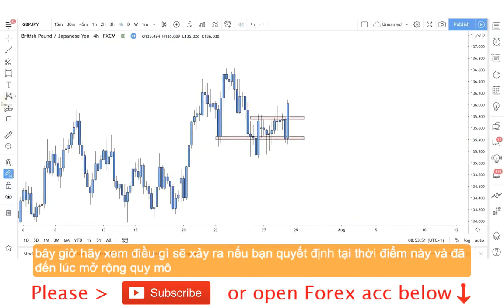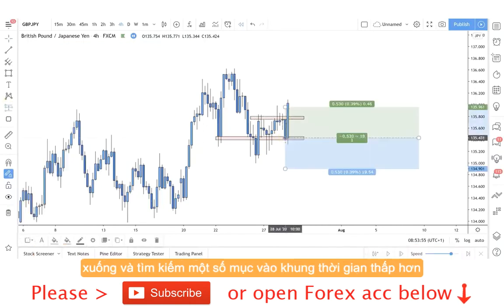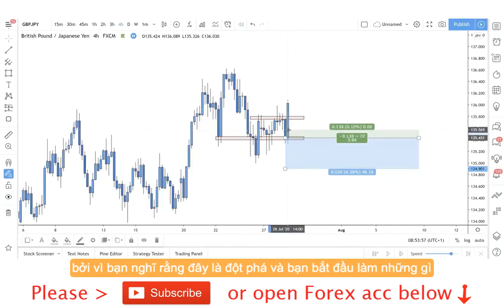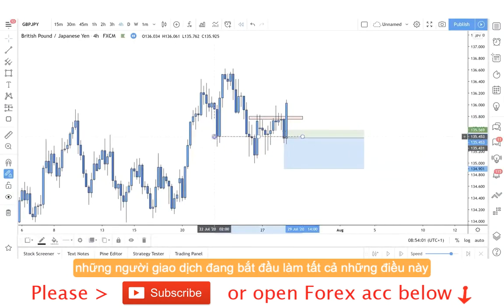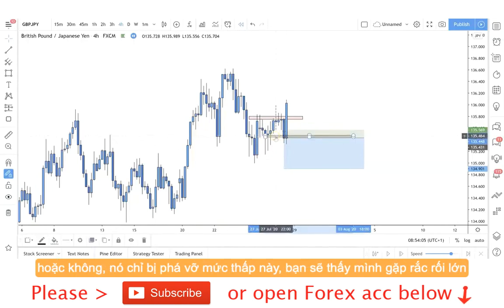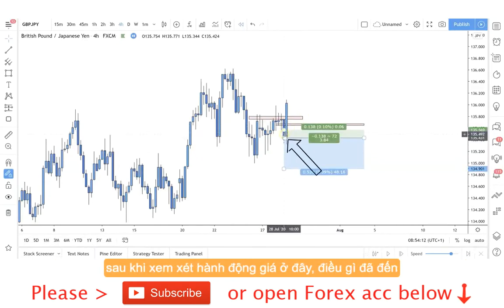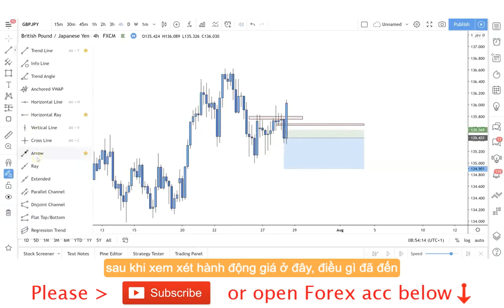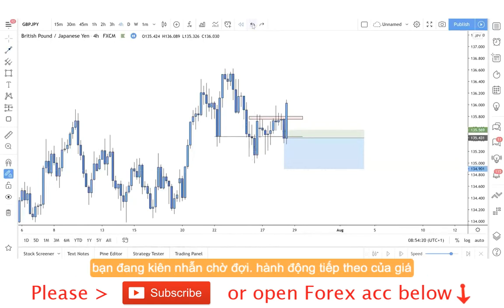Now look what happened. If you decided at this point in time it was time to scale down and look for some entries on the lower time frames because you thought this was the breakout, and you start doing what most traders do, which is start doing all of this and then doing this and then saying this is the breakout here, look, or no, it's just broken this low, you're going to find yourself in big trouble, right? Look at the candle that came immediately after this. Look at the price action here, what came immediately after this breakout. Okay, so you have to just make sure you're waiting patiently.